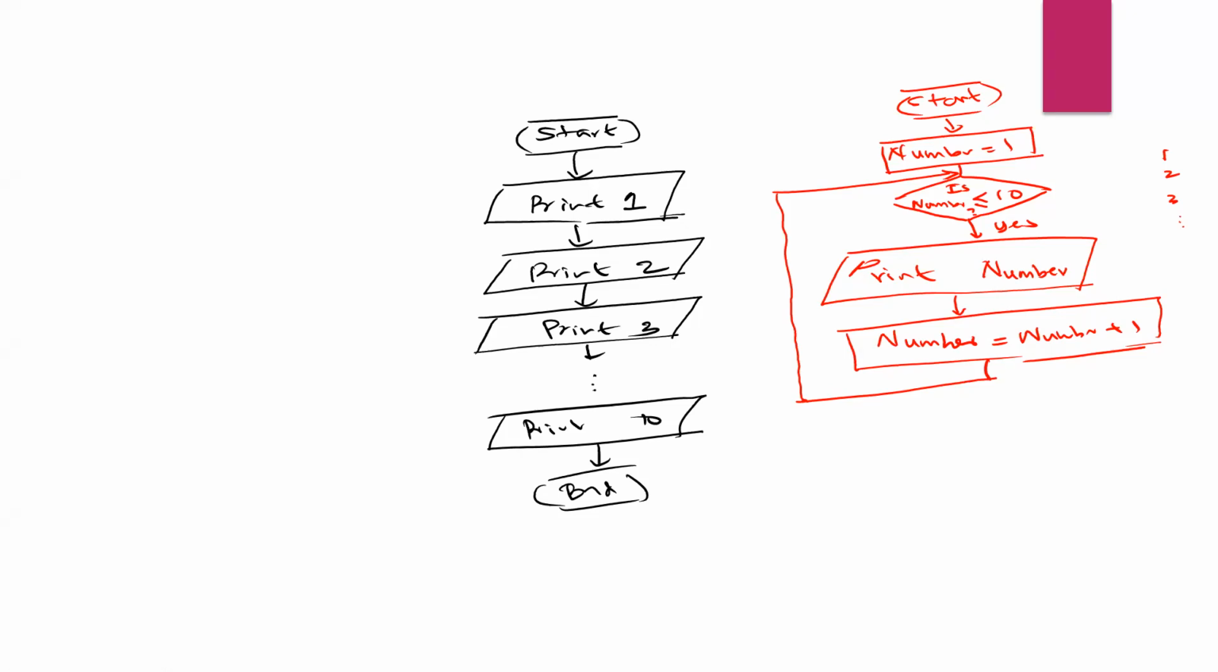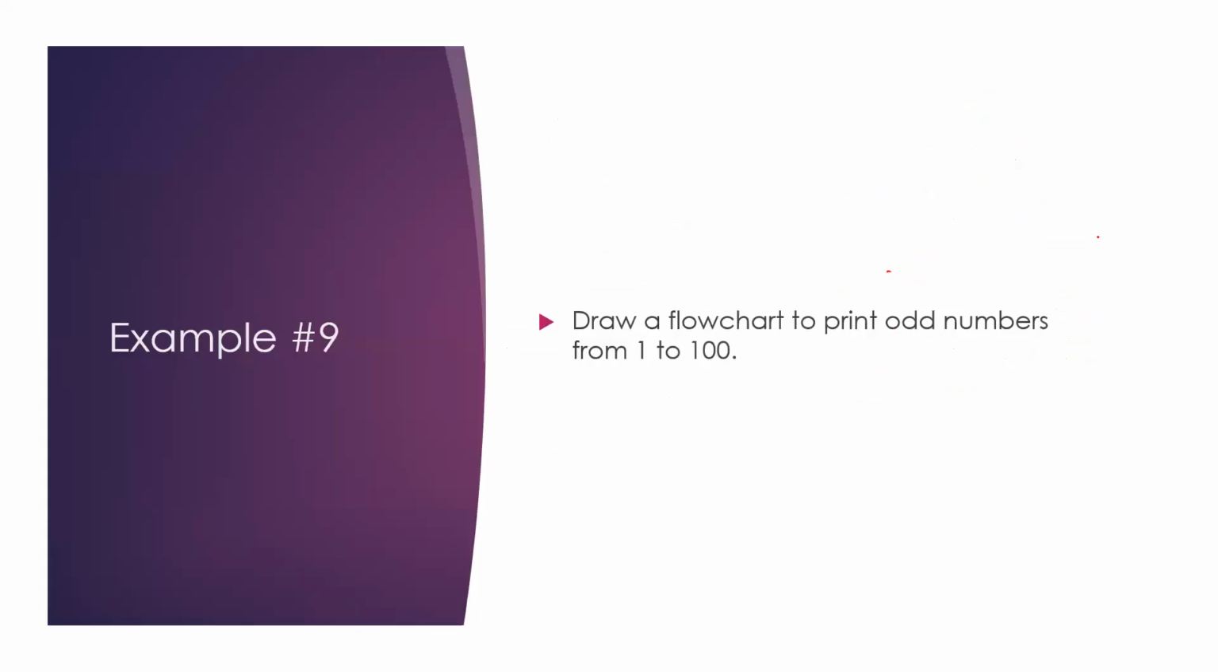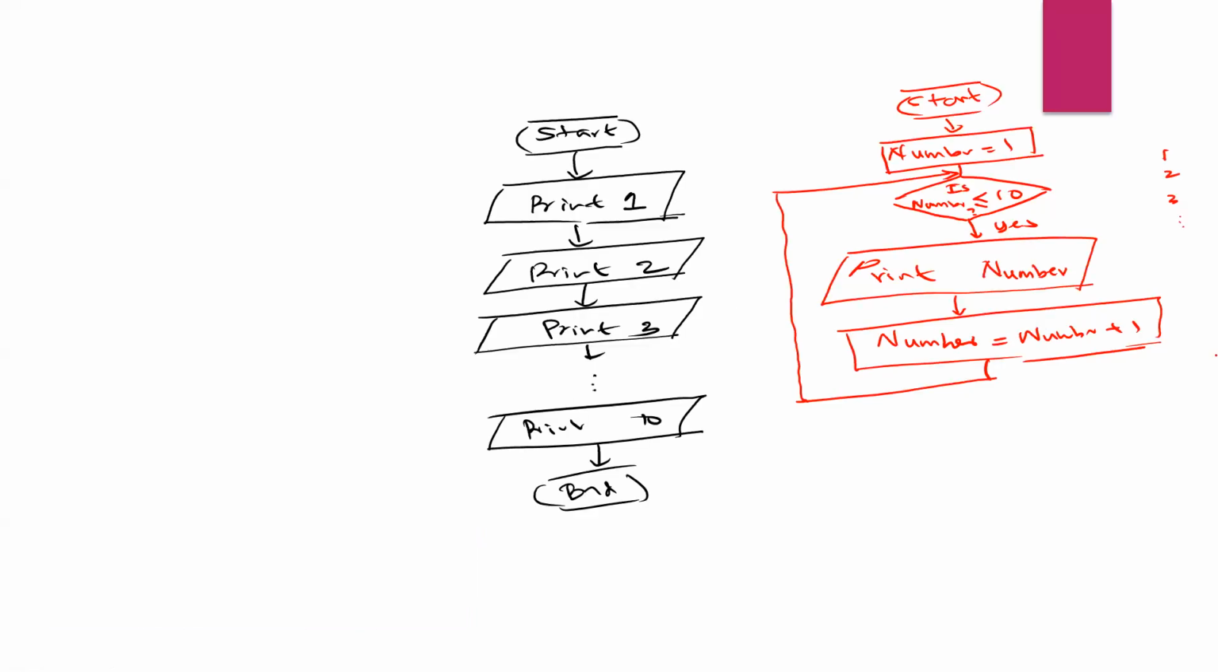Okay, number becomes 3. Then we are checking whether 3 is less than or equal to 10. Yes, you print 3. 3 plus 1, number becomes 4. 4, is it less than or equal to 10? Yes, you print 4. 4 plus 1, it goes on like this. Let's assume it has now gone up to 9. You print 9. 9 plus 1, number is 10.